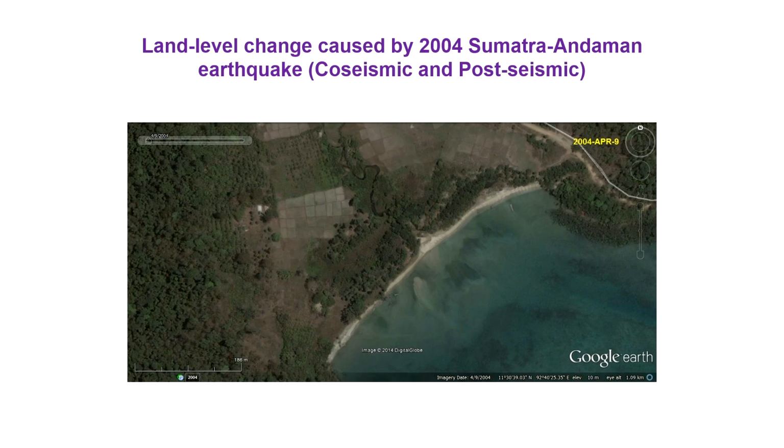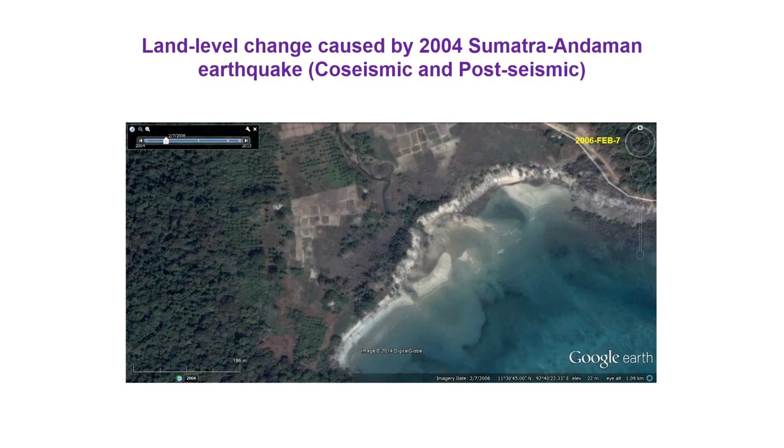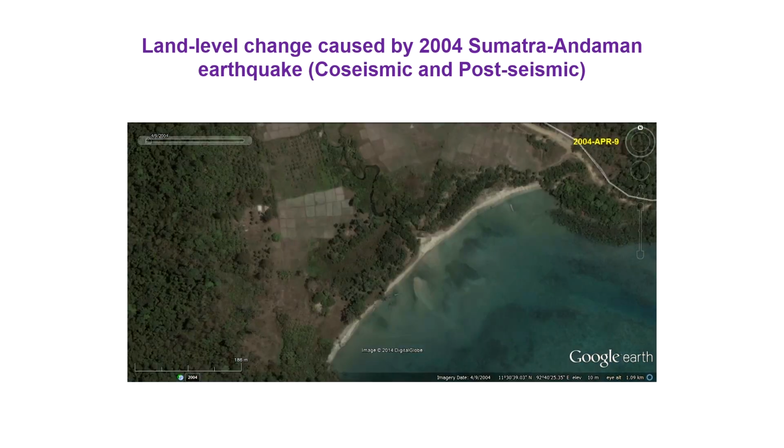So as I told, we were able to look at some very dramatic land level change here. This was the April 2004 image, okay, and this is 2006. The affected areas were affected by subsidence, because the event was in December, and this April image is before the earthquake.